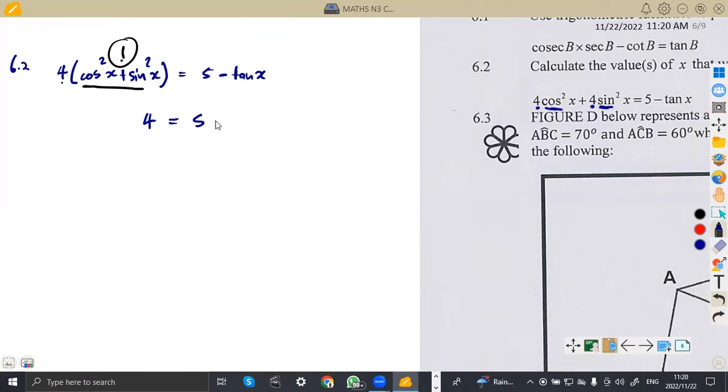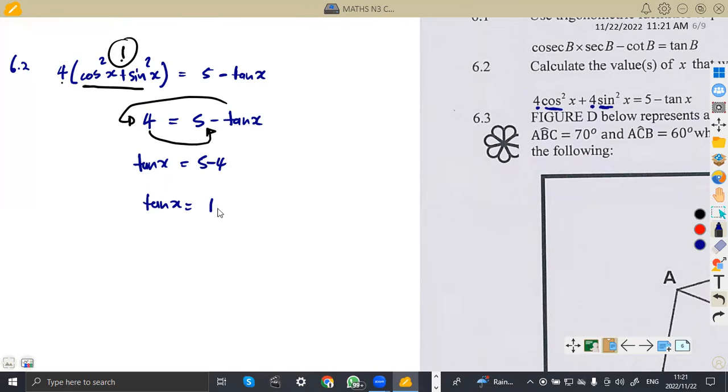5 minus tan x, sorry, that's 5 minus tan of x. So I can transpose tan to the left-hand side, avoiding tan being negative. That's tan x is equivalent to 5. Transpose 4 to the right-hand side, it's going to be minus 4. So it's 5 minus 4. So we've got tan of x, which is equal to 1. So that was it, guys.